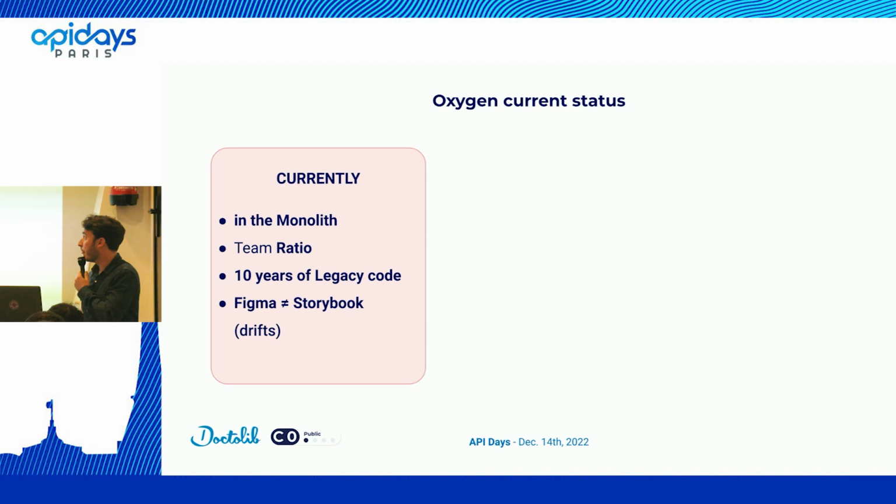Team ratio. We have 1 developer working on the design system right now, against 300 developers in the company. So this guy has a lot of work. Many years of legacy and custom code. And last but not least, as we were working a bit in silos between designers and developers, we have what we call drift, which is discrepancies between Figma and Storybook. So a component that a designer is using is not the same as on Storybook. Not good.